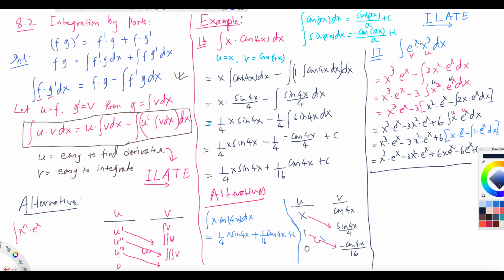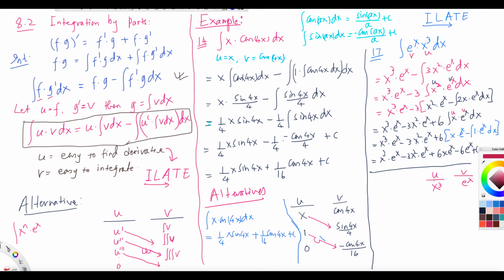Okay guys, so again, what you get there is, look at this, let me write down the table there. So which one should be u again? This is the priority method, so there is no inverse, there is no log, there is an algebraic or polynomial function. So I am using that as u and then the other one as v. So u will be x cubed and v is e to the x.